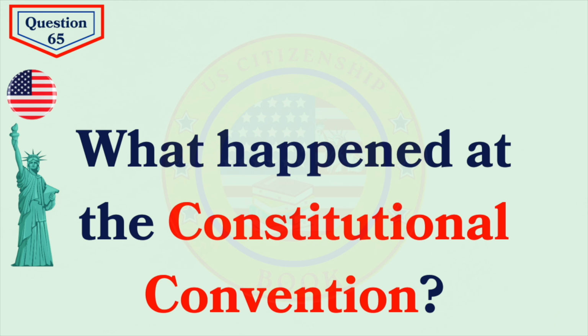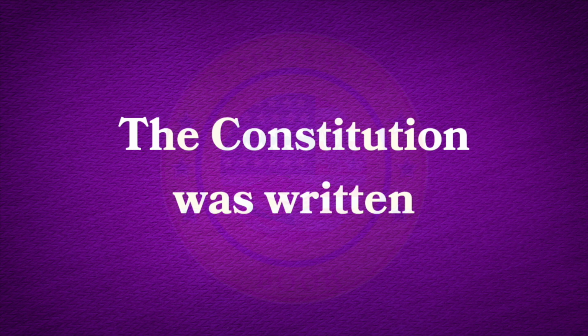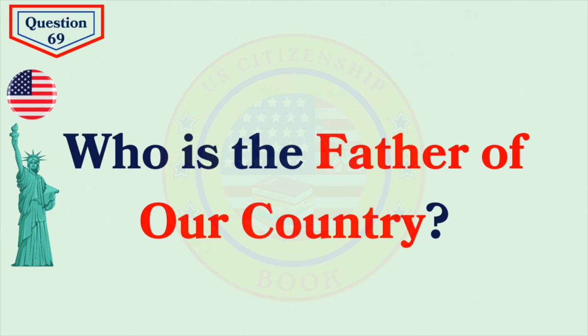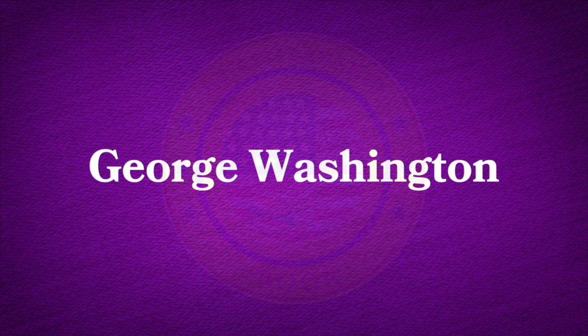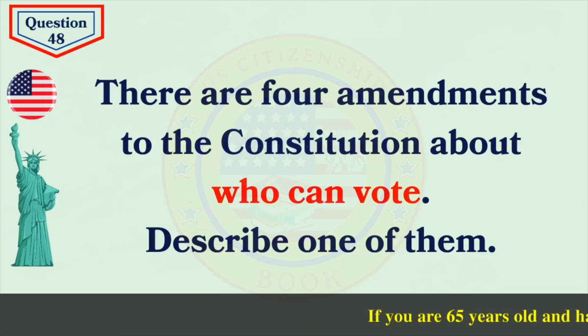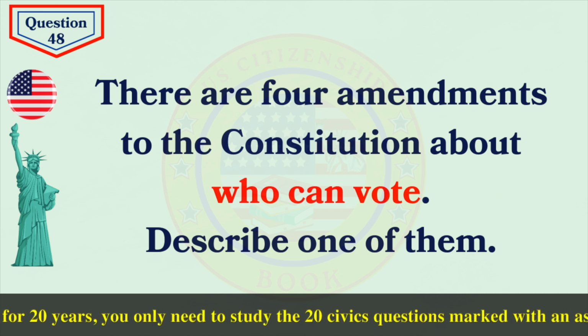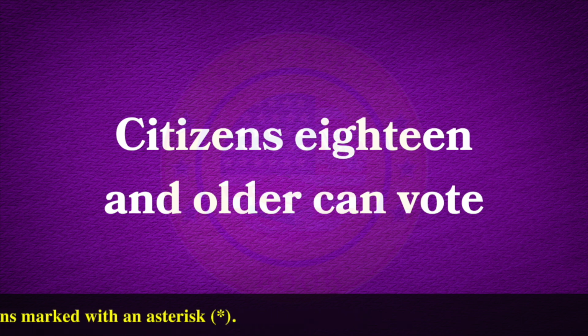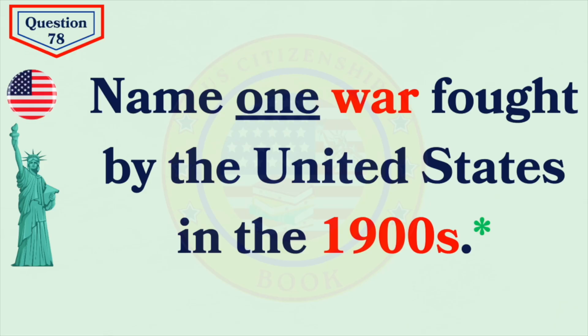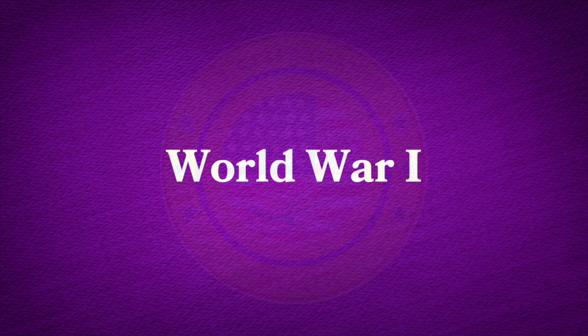What happened at the Constitutional Convention? The Constitution was written. Who is the father of our country? George Washington. There are 4 amendments to the Constitution about who can vote. Describe one of them. Citizens 18 and older can vote. Name one war fought by the United States in the 1900s. World War I.